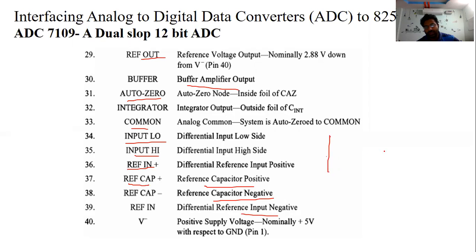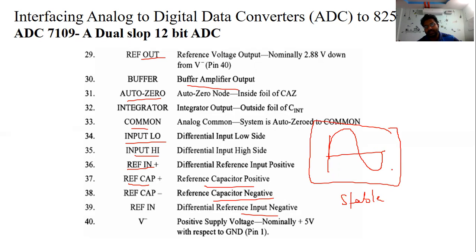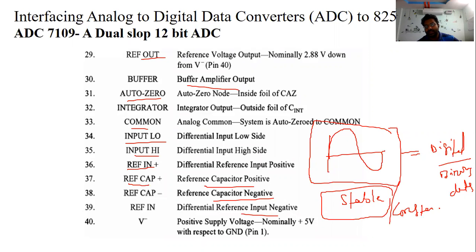This is also when the conversion is starting until the end of the conversion. This signal is stable to convert to digital or binary data. Up to this, the signal is stable, or you can also call it constant. Otherwise, you will not get the required digital data, the required output. For this purpose, again, they can use a sample and hold circuit.